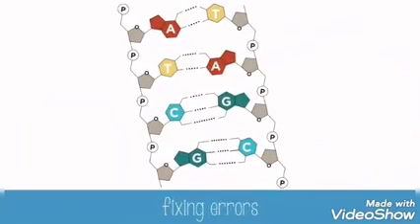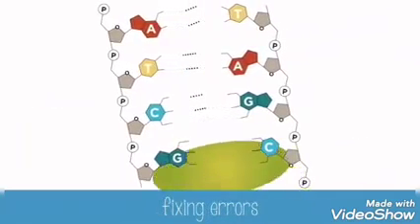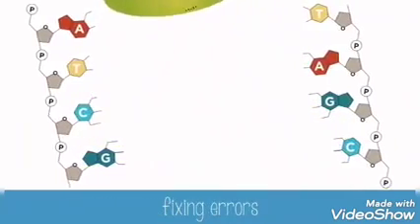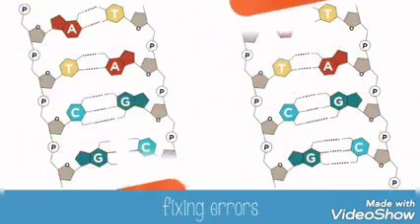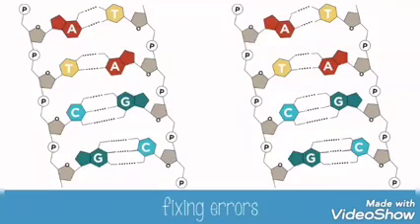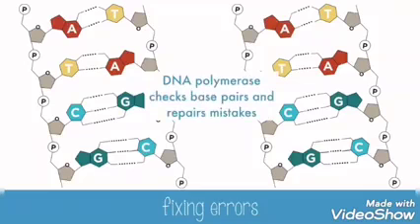There are very few or rare cases that have errors in DNA, but the DNA polymerase helps in fixing these errors by removing the misordered nitrogenous bases. The DNA polymerase checks the base pairs and corrects the mistakes, but some mistakes might cause cancer to happen.